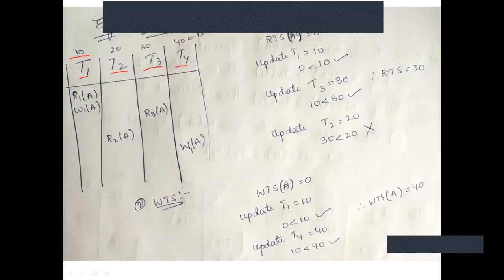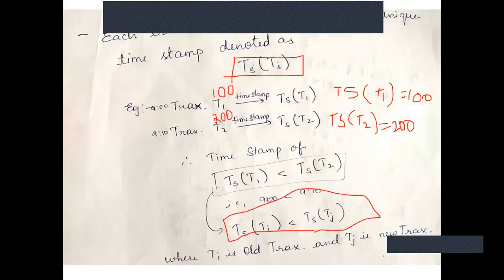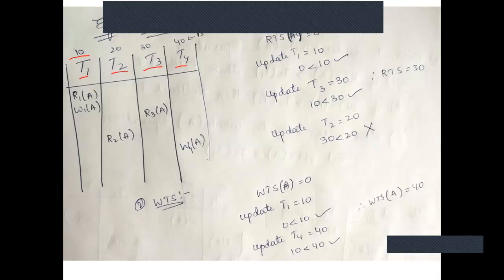Because we have seen previously that the timestamp of Ti is always less than the timestamp of Tj. If it is true, then update the value of read timestamp to the updated timestamp, or the youngest timestamp. So next we'll come to here. The RTS value now becomes 10. After that, next we'll go to the next read.